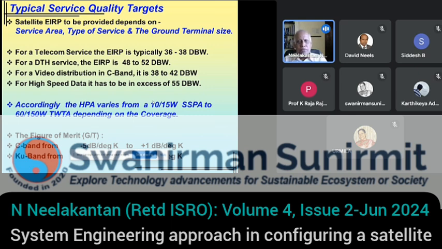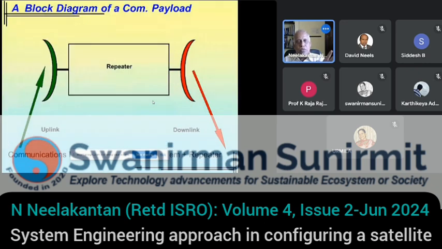The satellite EIRP to be provided depends on the service area, type of service, the ground terminal size. For a telecom service, it is typically 36 to 38 dBW. For a DTH service, like a television service, 48 to 52 dBW. Video distribution, it is about 40 dBW. For high-speed data links, it is 55 dBW or even more than that. So, depending on the service area and the type of service, one has to choose either SSPA or TWTA. And it also depends on the figure of merit of the entire payload system. That again is decided by the frequency coordinated and frequency band to be used.